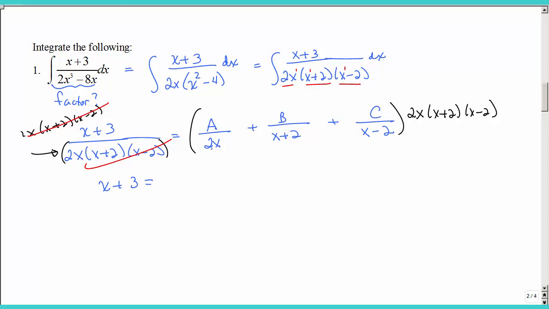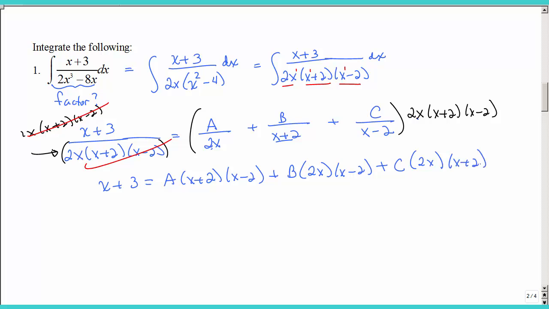Okay, so the two x's would cancel, and I would be left with x plus 2 times x minus 2. Here the x plus 2's would cancel, and I'd be left with 2x times x minus 2. And here the x minus 2's would cancel. So there's our lovely equation. How do we solve for a, b, and c? There are many different methods. But the method I like is to choose convenient values, and I get those from the original denominators, setting those equal to 0.